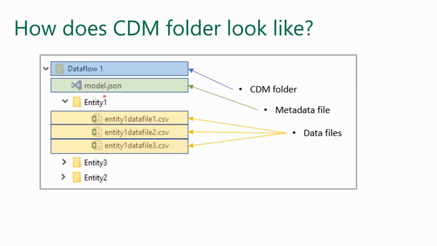Inside the CDM folder, I can see I have many entities. So inside our data flow, I can have many entities. And for each entity, I have a CSV file containing the data of that specific entity. I can have multiple files because I can manage multiple partitions for this entity. So this is the way Dataflows saves data into the storage. When you open the data lake where there's a data flow, you can find something like this. And we will see this in a demo in a few minutes.